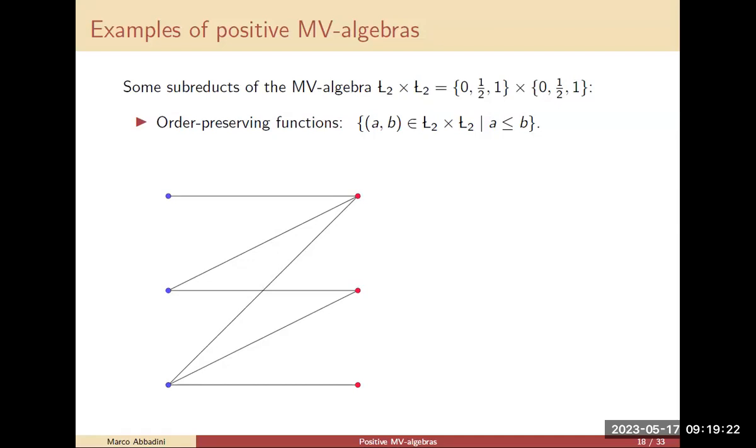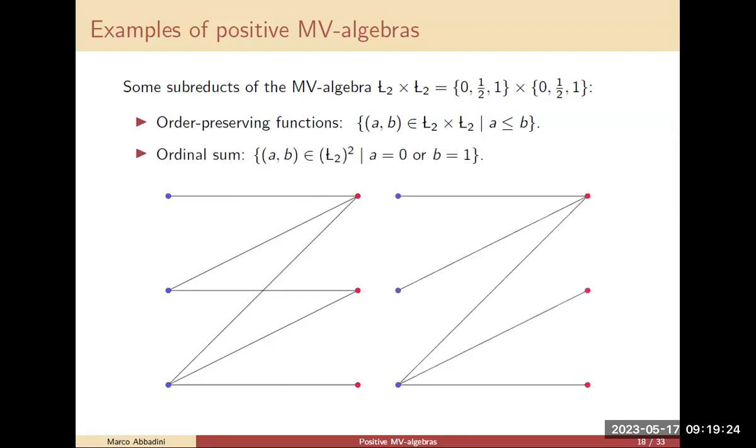Another subreduct of interest is what we can call an ordinal sum. We take the pairs (a, b) where either a is 0 or b is 1. And essentially this would be a chain of 5 elements. So I'm stacking two copies of L2, one above the other, gluing them in a common point. So these are some examples of positive MV-algebras.